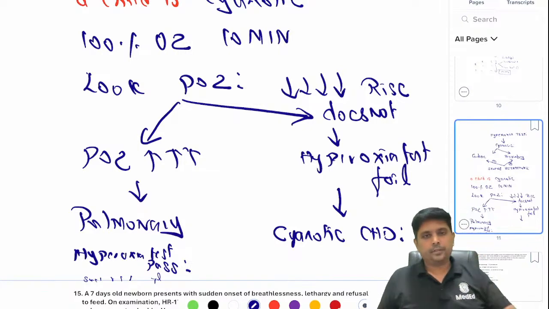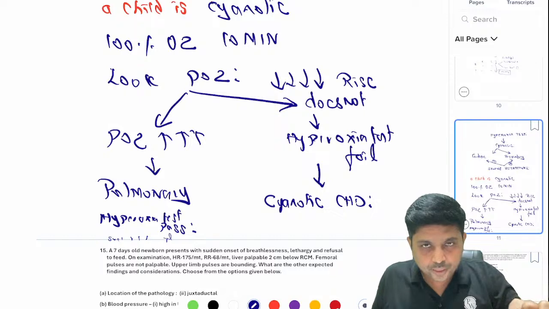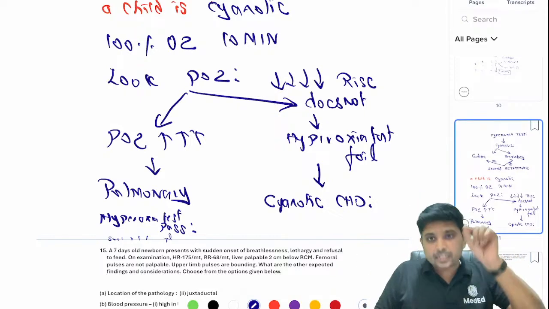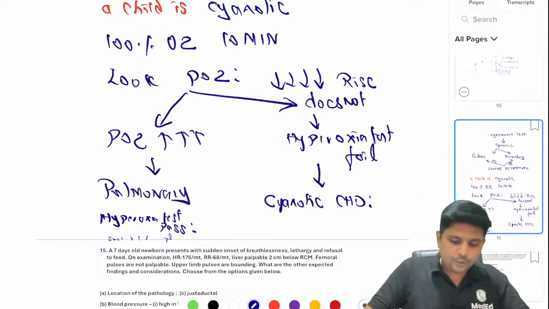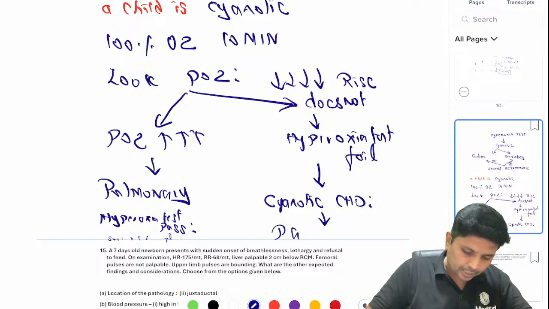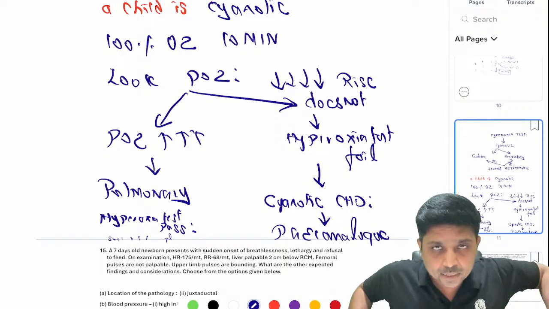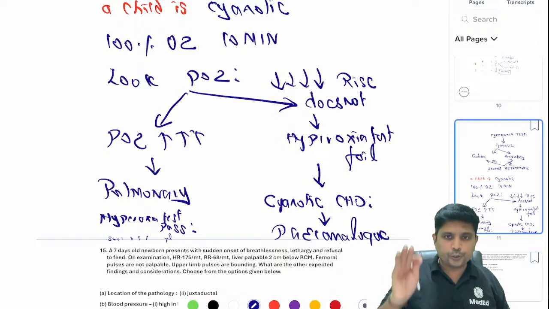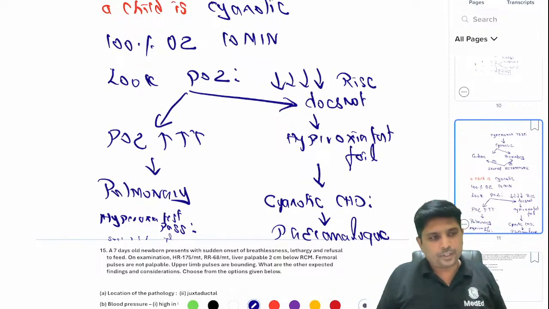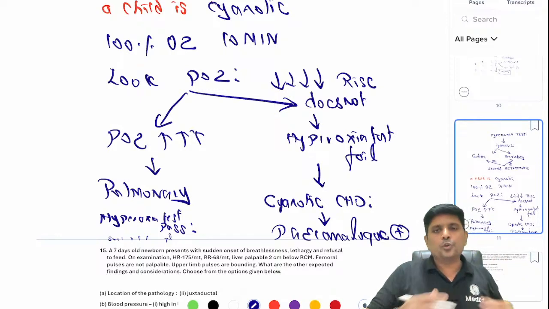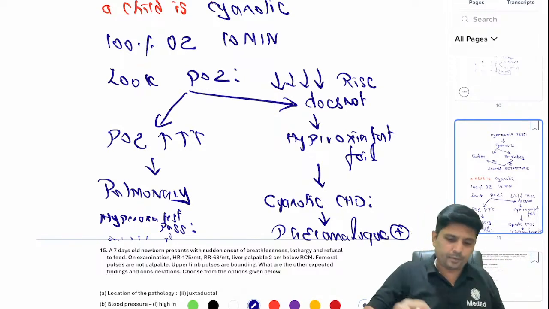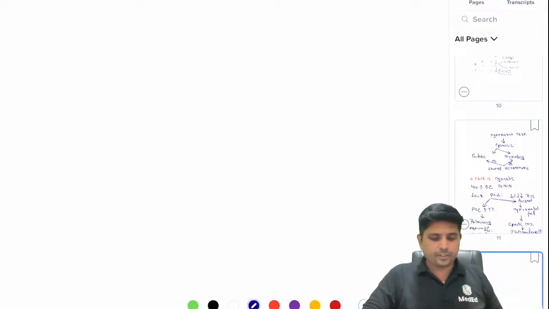cyanotic congenital heart disease. As soon as you see any child with cyanotic congenital heart disease and a failed hyperoxia test, you need to start prostaglandin E1 analog, alprostadil. This is very, very important, so that it can bypass the obstruction.